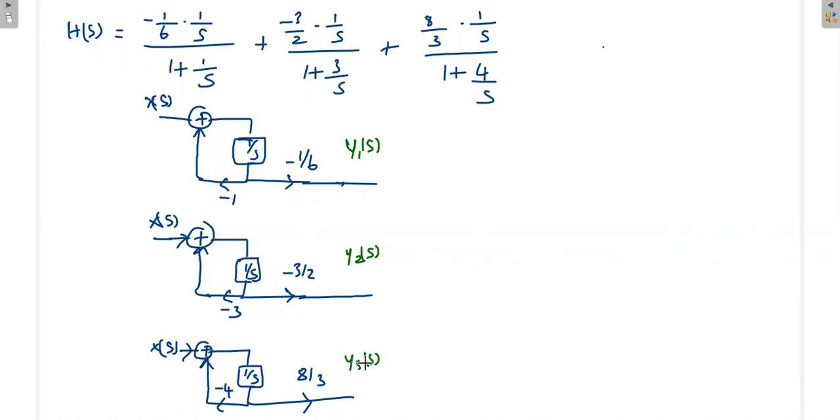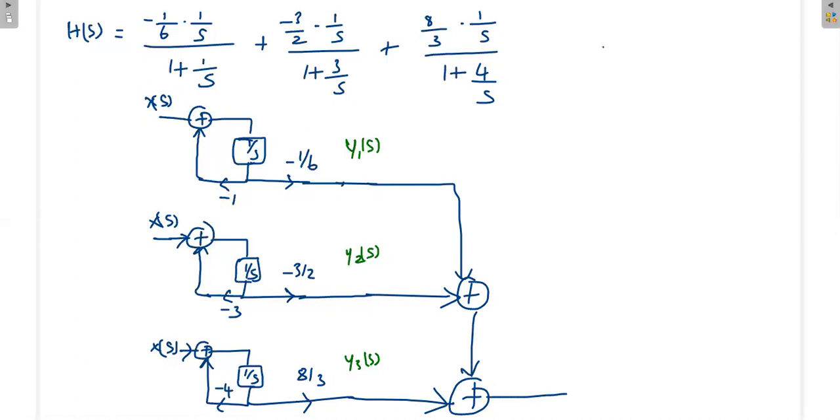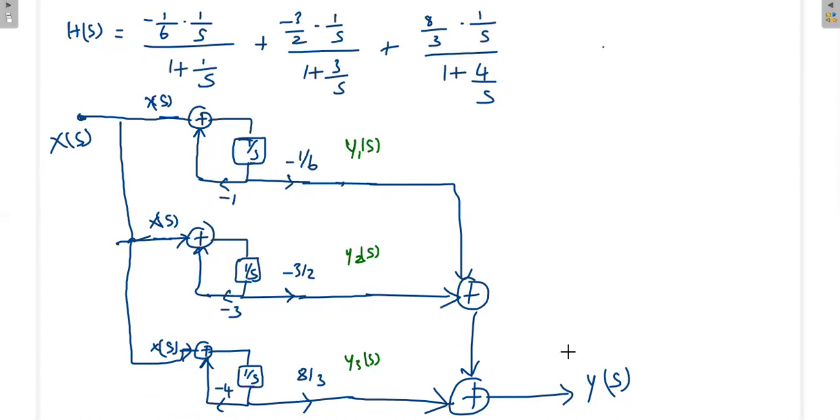So now we want to get the overall output. We use one adder here, combine this output with this output, and one more adder here, combine this output. Finally we'll be getting Y(s). In this process, we are using the same input, X(s), everywhere. The input is the same for all the smaller systems, but the outputs will be different, and we have to add all the outputs to get the overall output.